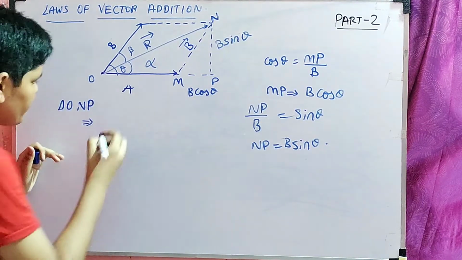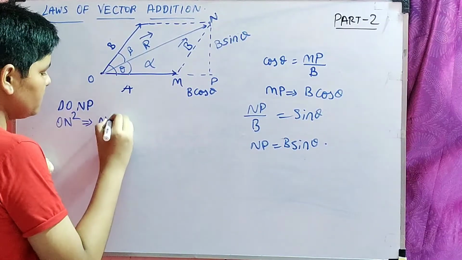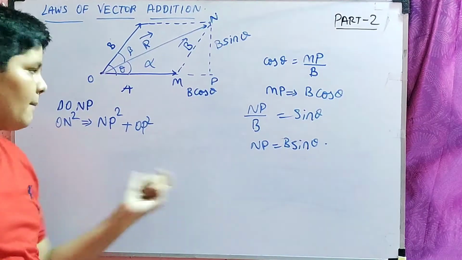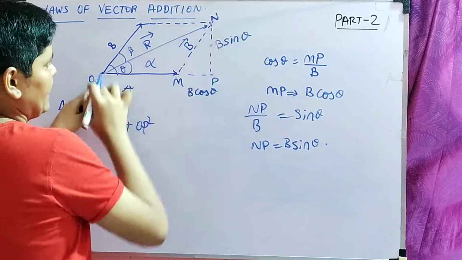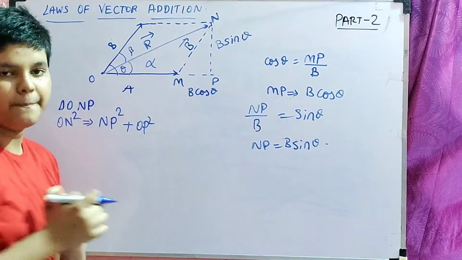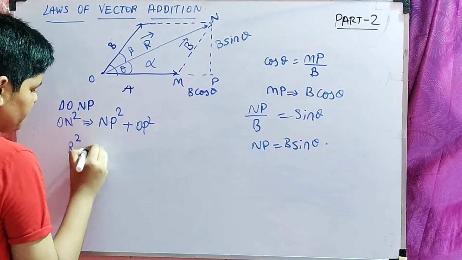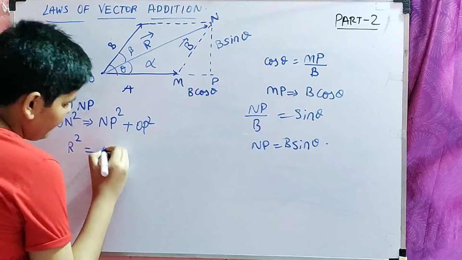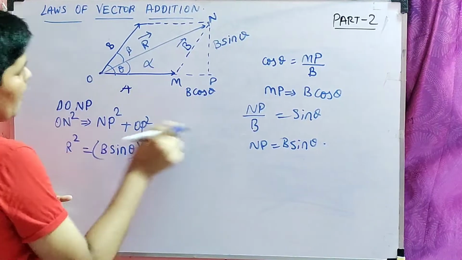In triangle ONP, ON square is equal to NP square plus OP square. Why? Because here we are using the Pythagoras theorem, taking ONP as a right angle triangle. Now ON is R bar, so R square is equal to NP square plus OP square. NP is B sin theta, so we have B sin theta whole square plus OP square.